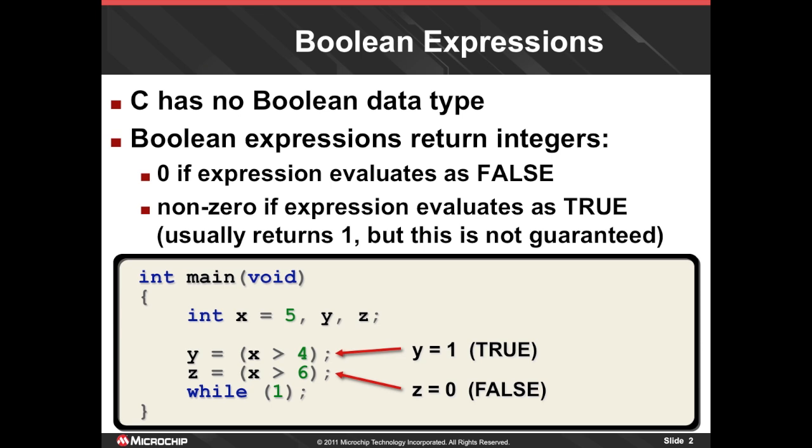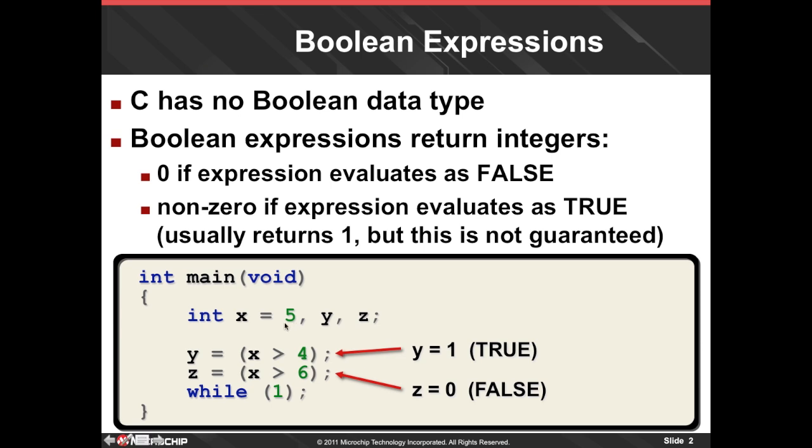However, there are Boolean expressions that return true or false, but they don't really return true or false. They return integers that represent true or false. So it's not like Java, where you actually have Boolean data types. When C returns those integer values in Boolean, it returns a 0 or a non-zero value.